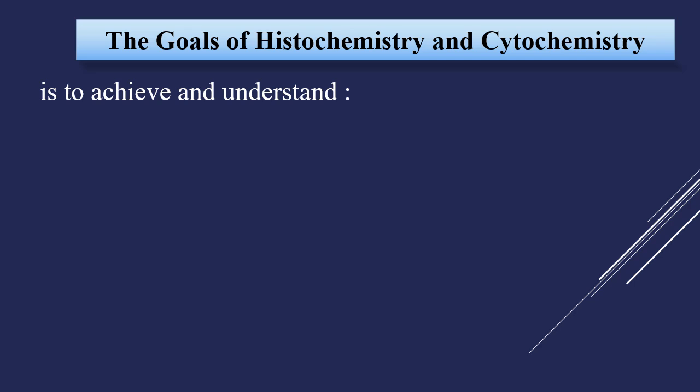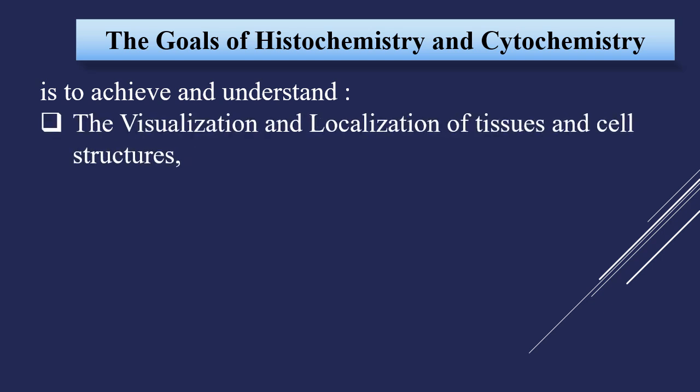It is very important to know the goals of histochemistry and cytochemistry. So why are we doing histochemistry and cytochemistry? It is to achieve and understand, first of all, the visualization and localization of tissues and cell structures.